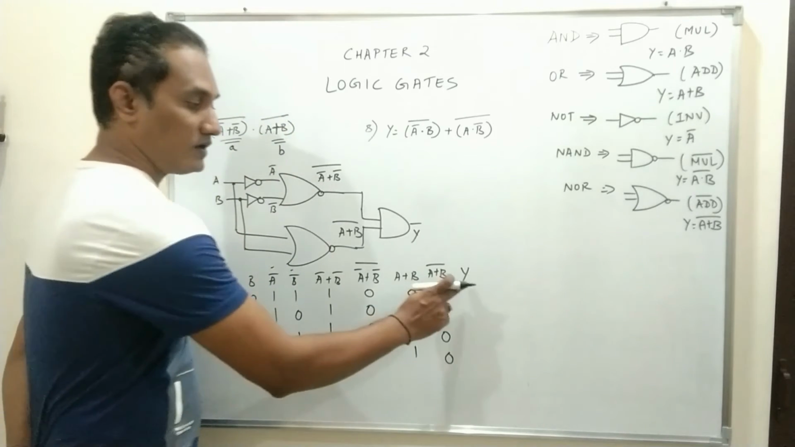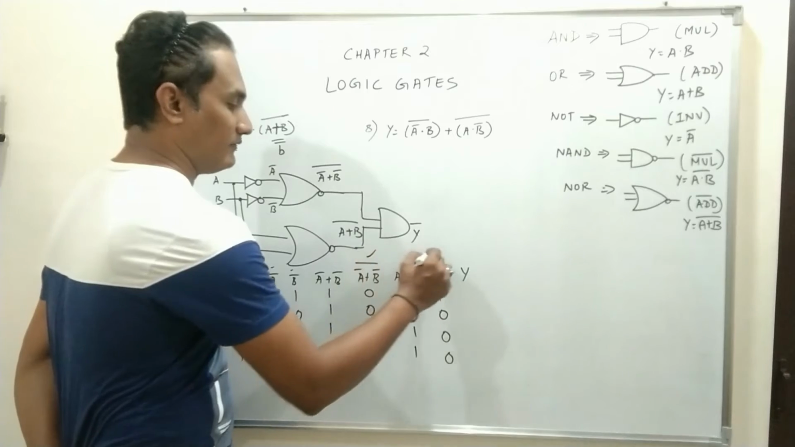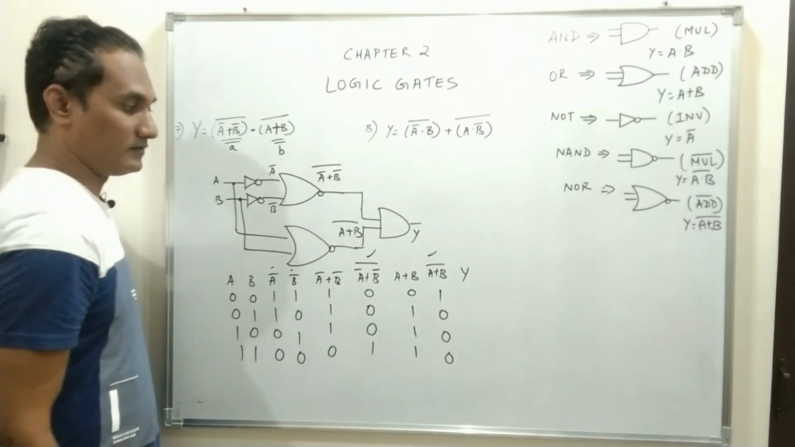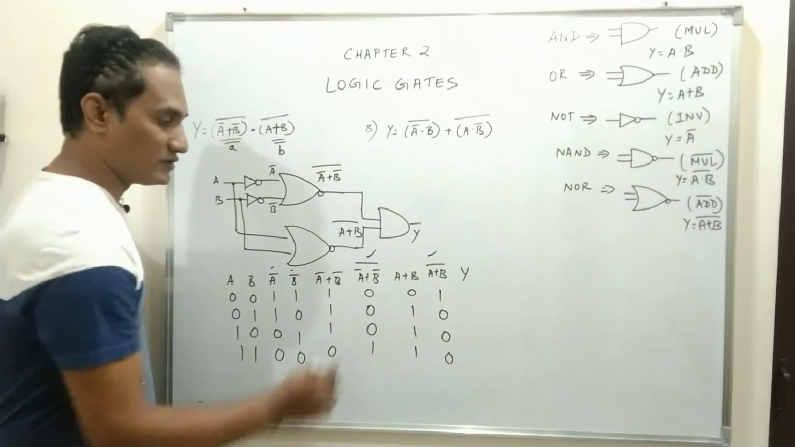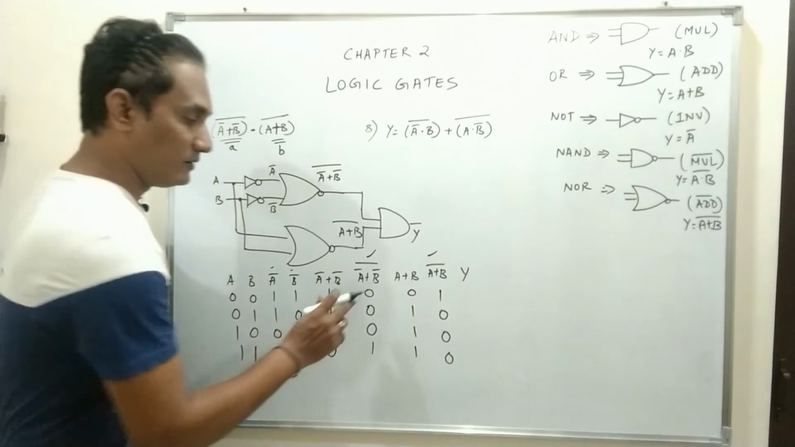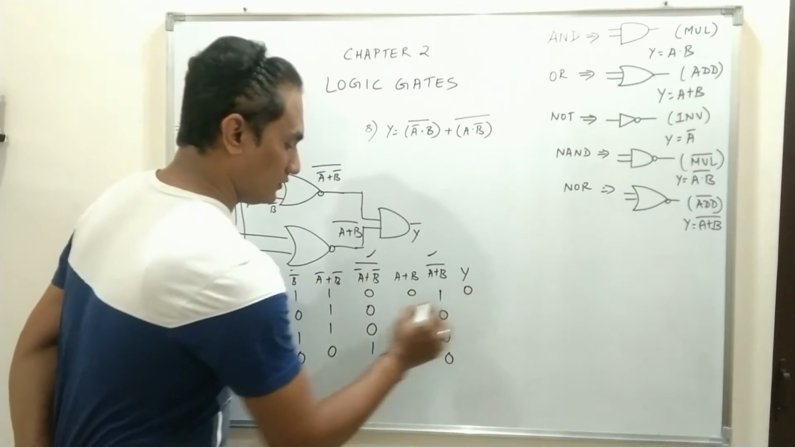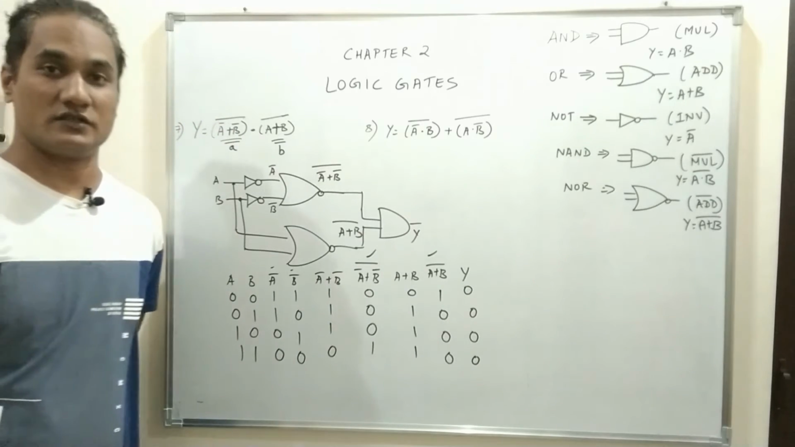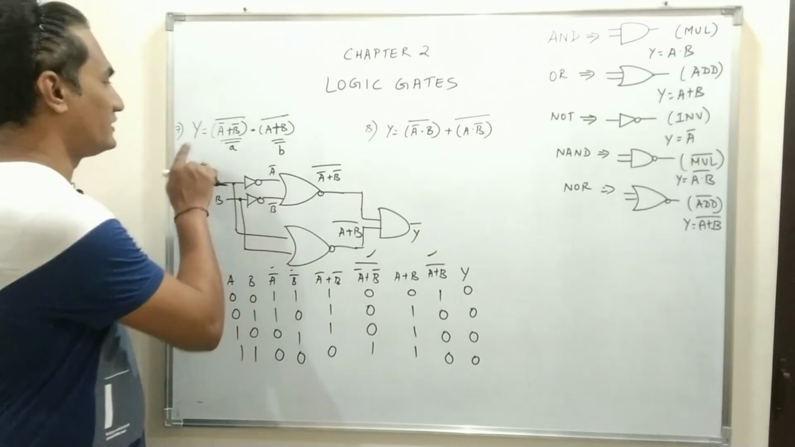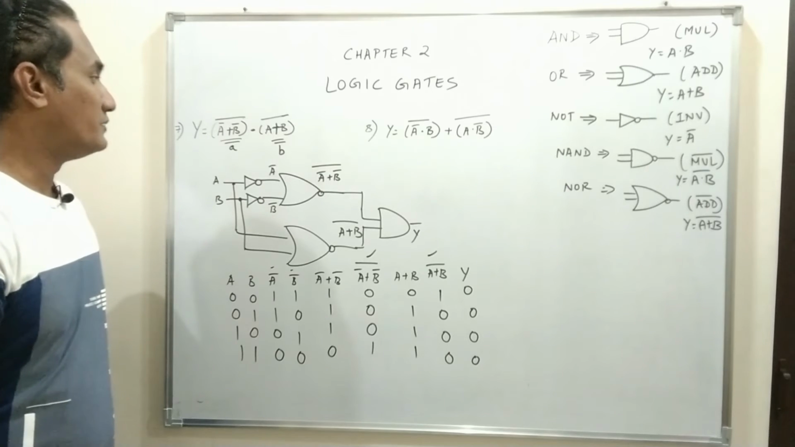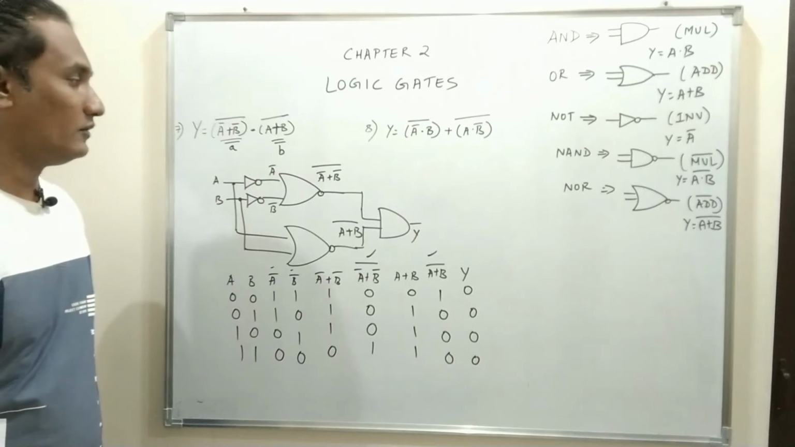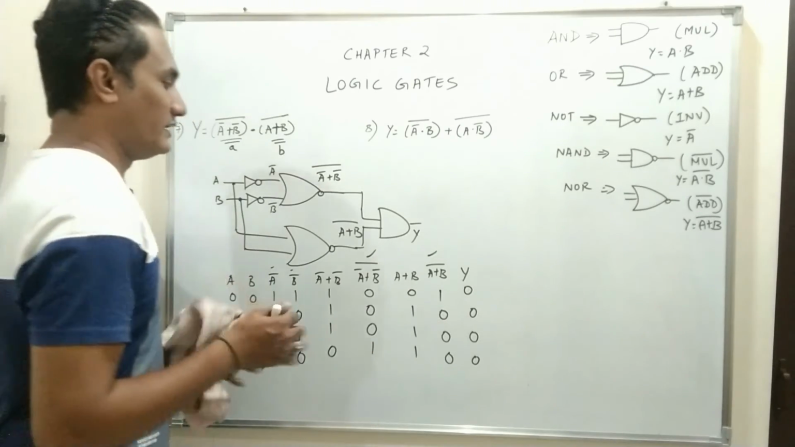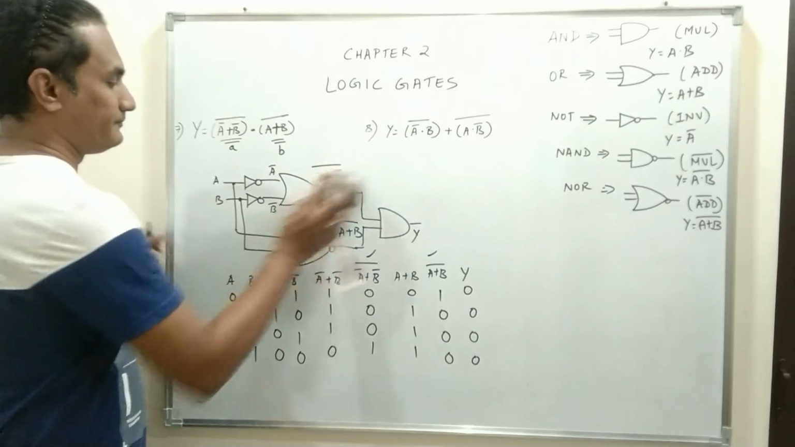Now what will be output Y? Output Y will be these two expressions connected by AND gate. AND gate amounts to multiplication, so it will be 0 multiplied by 1 will be 0, 0 0 0 0. So output Y will be 0 0 0 0 for the equation Y is equal to (A bar plus B bar) whole bar dot (A plus B) whole bar. I hope you have understood. Similarly, we will do the next problem.